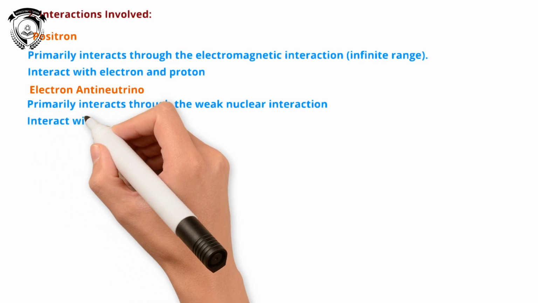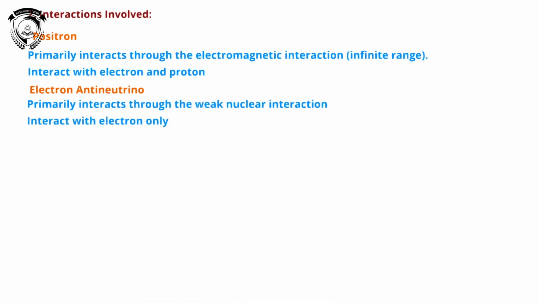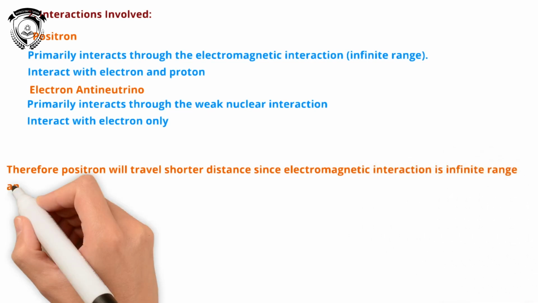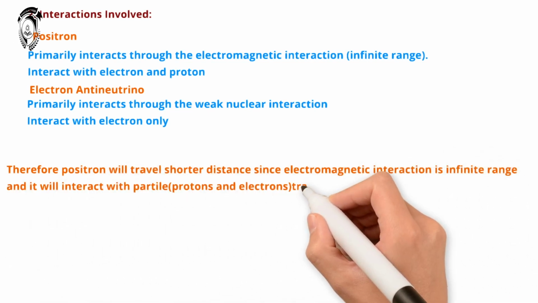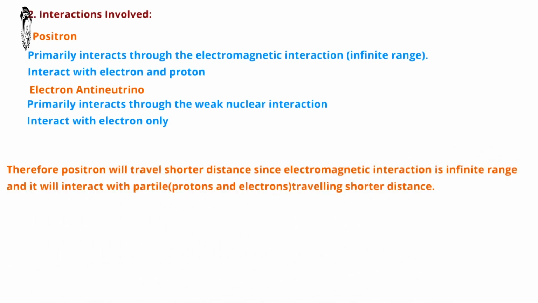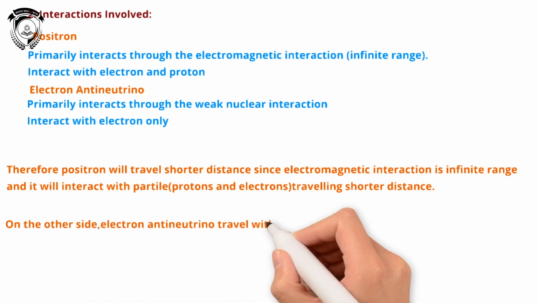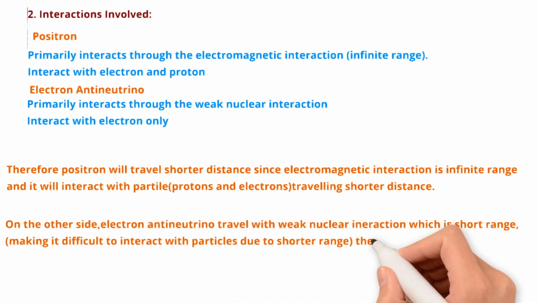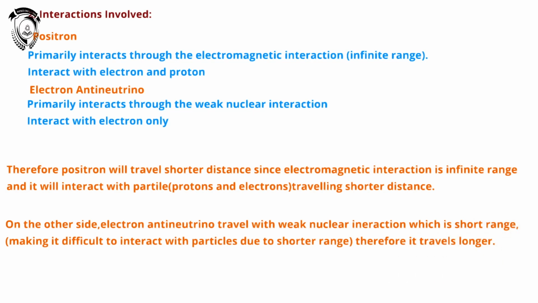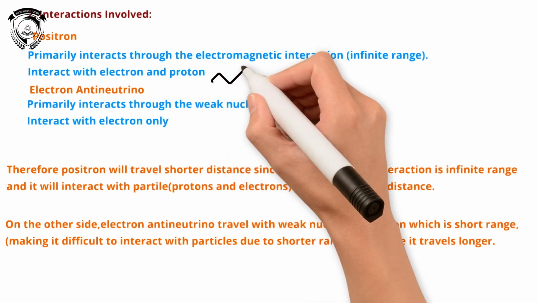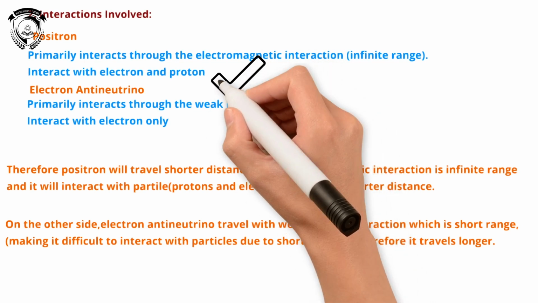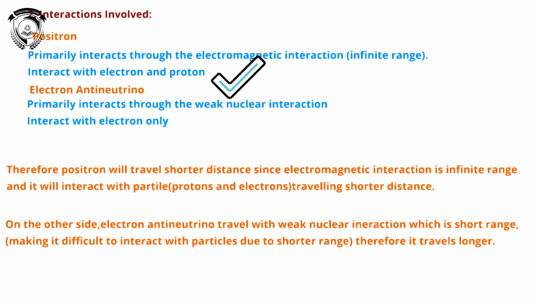So they will slow down earlier. So that means it will travel a shorter distance as compared to the electron neutrino, which travels with weak nuclear interaction, and therefore it's not going to encounter as many particles as compared to the positron. So therefore it will travel with a greater range as compared to the positron. So the answer is that it will be the positron which will travel a shorter distance.